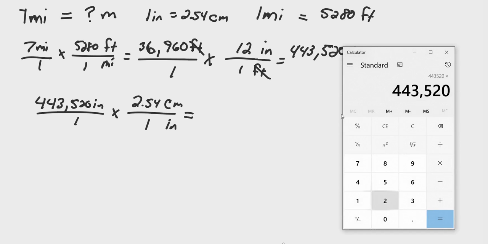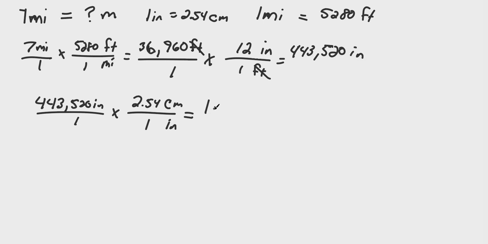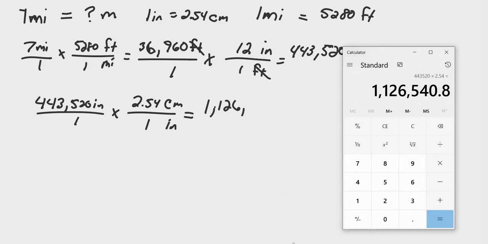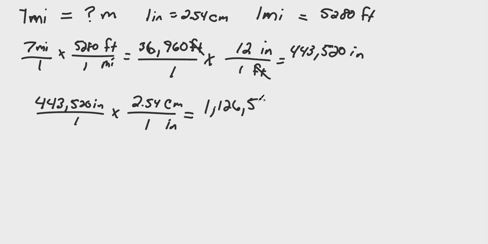Times 2.54 equals, we're getting big, 1,126,540.8. We'll talk about significant figures and things like that later. We're not going to bother about that right now. 1,126,540.8 centimeters. Okay, so now we've made the cross between the metric and the English.